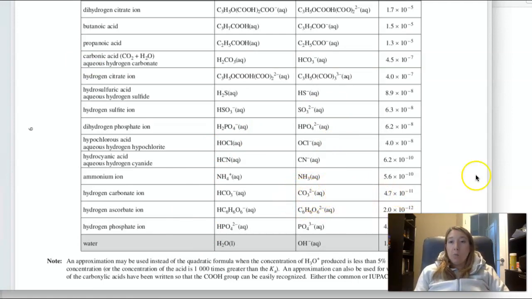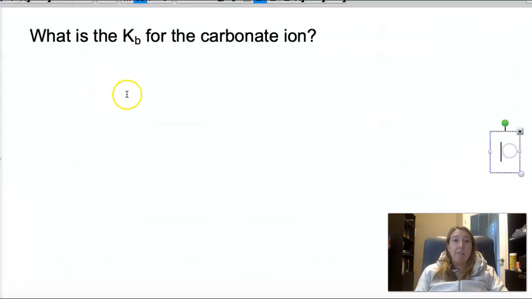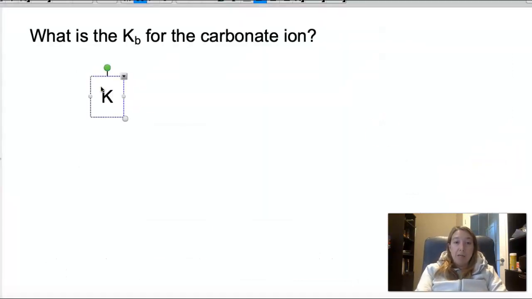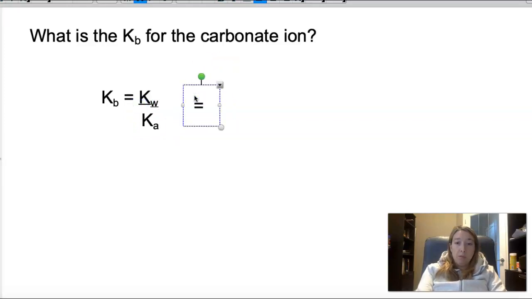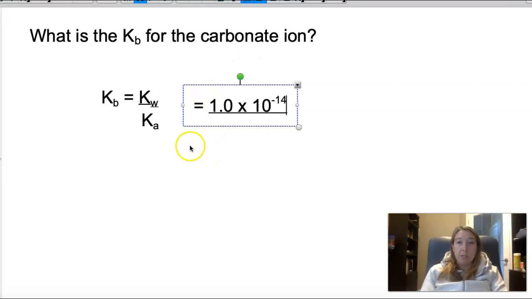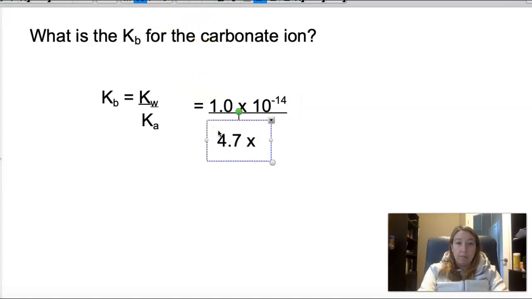The Ka is 4.7 times 10 to the negative 11. So to get the Kb, we're going to do Kw divided by Ka. Oh, hold on, I'm not hitting the right buttons. 1.0 times 10 to the negative 14, because that's Kw, and then we're going to divide by Ka, which was 4.7 times 10 to the negative 11.